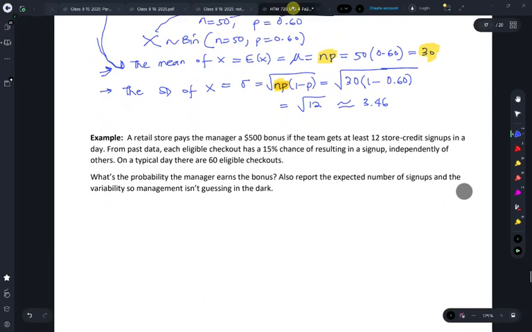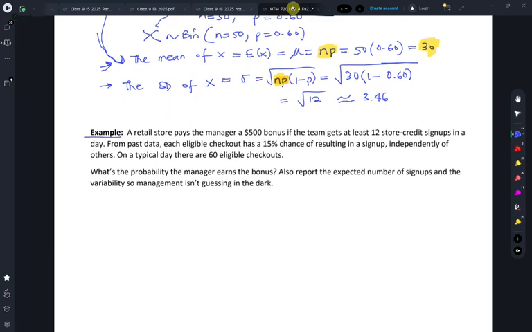All right, let's look at yet another example. A retail store pays the manager a $500 bonus if the team gets at least 12 store credit signups in a day. From past data, each eligible checkout has a 15% chance of resulting in a sign-up, independently of others. On a typical day, there are 60 eligible checkouts. Question A: what's the probability that the manager earns the bonus?